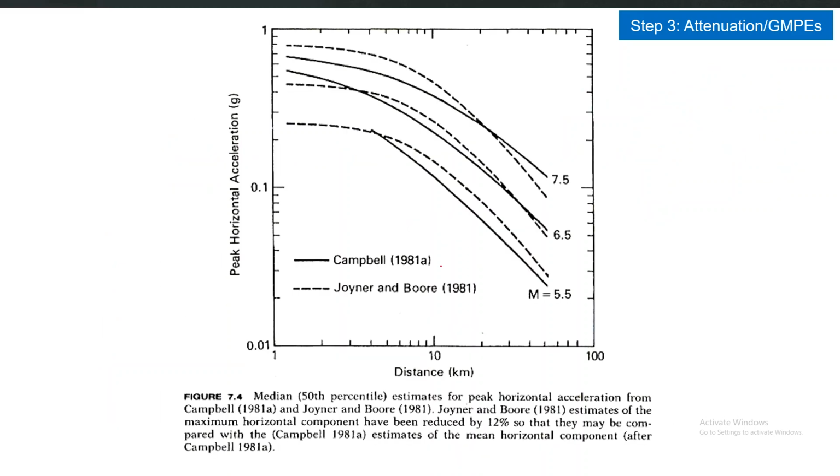So for example, here you can see two examples, Campbell 1981A and Joyner and Boore. These are two ground motion prediction equations, and you can see Campbell is represented with a solid line for different magnitudes, and you also have the dotted line which is Joyner and Boore. As we increase the distance, the peak ground acceleration reduces.